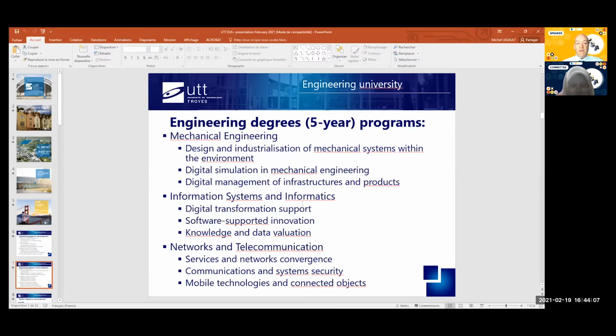Other programs that we offer also, we have mechanical engineering, information systems and informatics, and networks and telecommunication. Again, these are engineering degrees that we offer. Exchange students are welcome on these programs. And again, for each of these programs, you have some specializations that the students can take in the final year of the program.